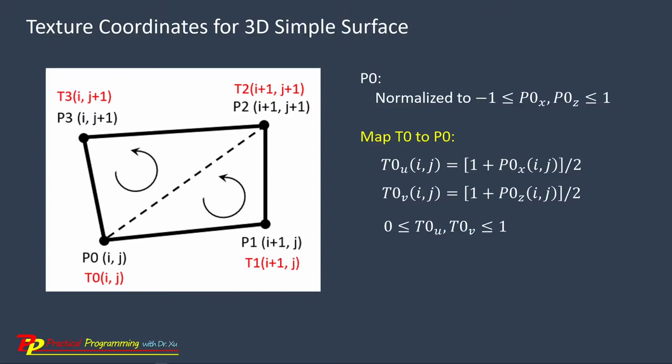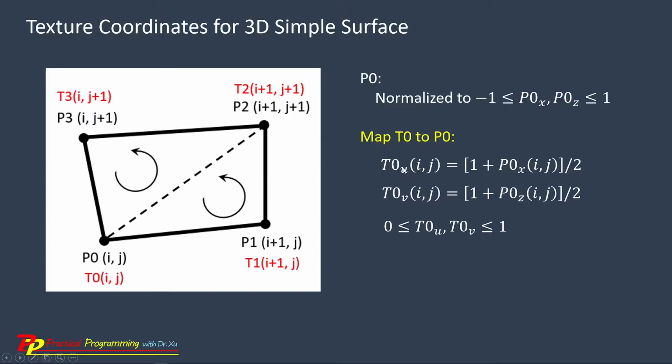When creating a 3D simple surface, we normalize the vertex position into the value range of -1 to 1. Here, let's take P0 and T0 as an example. Other points can do the same procedure to process other vertices. You can see for P0, we normalize the P0 x and z components into -1 to 1. Now we want to map T0 to P0.